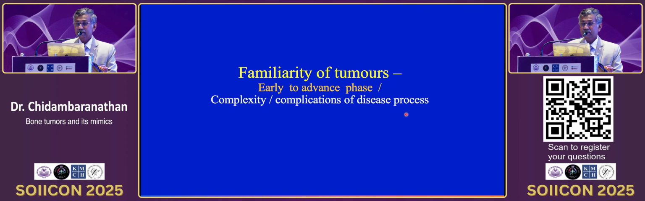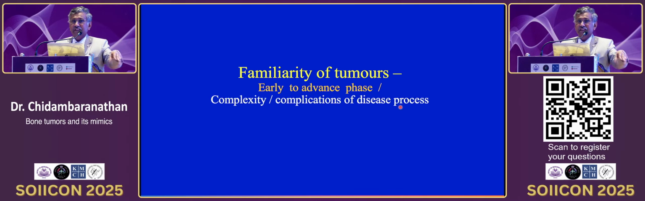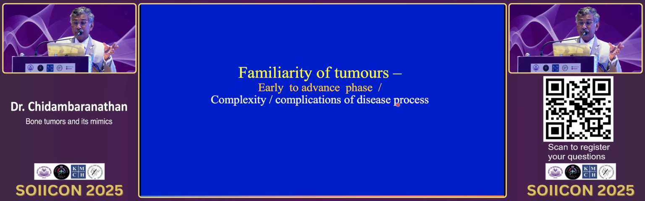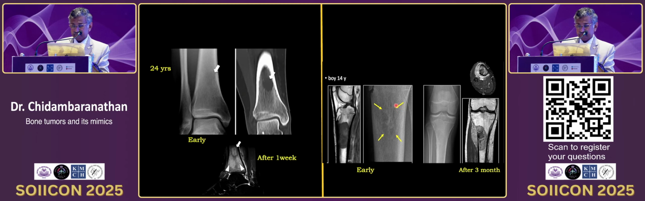Next, the familiarity with the tumor, which we have to develop. The lesion may be at an early to advanced stage. You may come across an early stage, or a very advanced stage, or a complication of the disease process. For example, if a patient has a unicameral bone cyst with a fracture, there will be complex phenomena. If there is fibrous dysplasia with a fracture, callus formation will come and it is completely altered. So the complexity of the lesion can change the disease process.